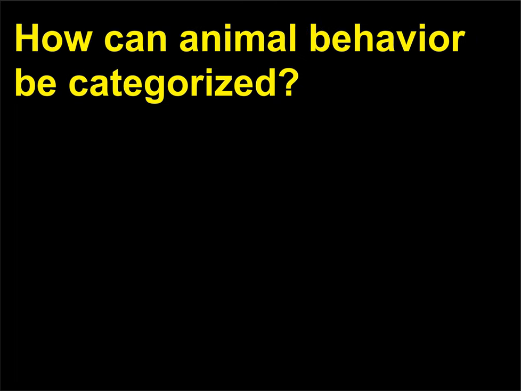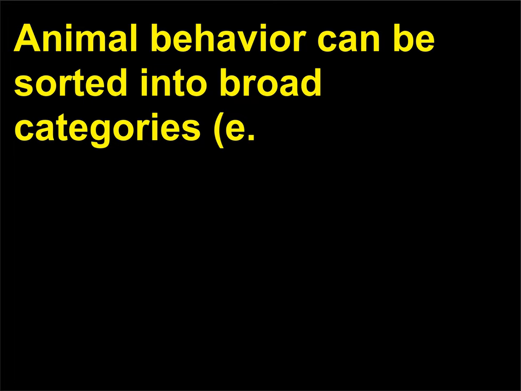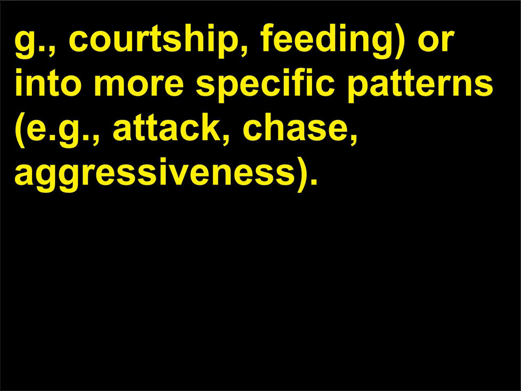How can animal behavior be categorized? Animal behavior can be sorted into broad categories, e.g., courtship, feeding, or into more specific patterns, for example attack, chase, aggressiveness.